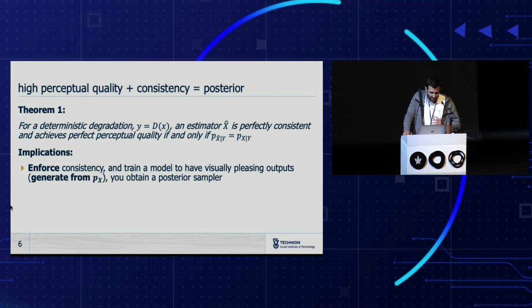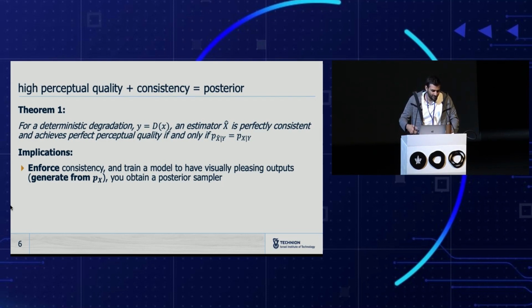Secondly, consistent and deterministic estimators can actually never attain perceptual quality. I'm going to say that again. Since the posterior sampler must be stochastic, remember we are in an inverse problem, so there are many X's that could have led to the same degradation. So the distribution of X given Y is not a delta.